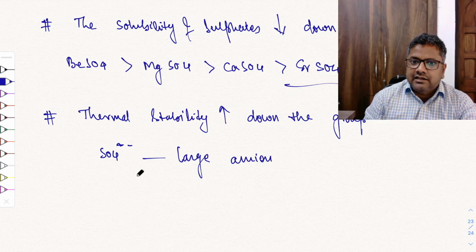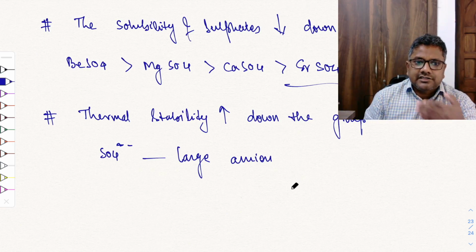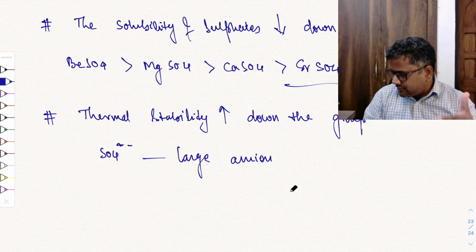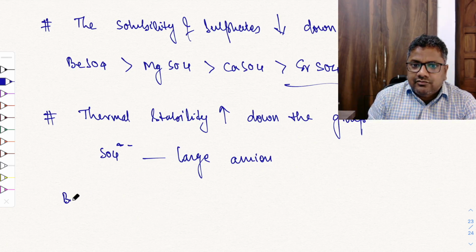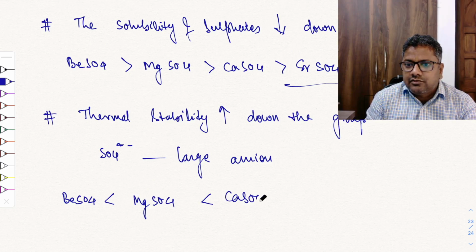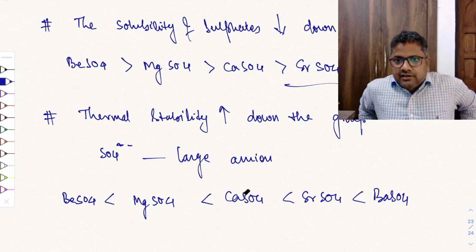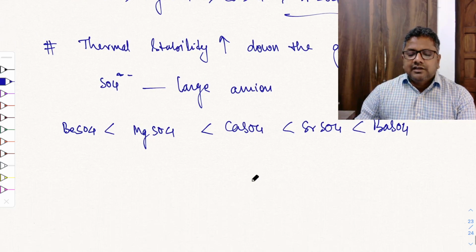So large anion, and down the group size increases. A large anion with a large cation will give you a stable lattice, and due to the stability of this lattice, thermal stability increases. So BeSO4 is least stable. After that MgSO4, then CaSO4, then SrSO4, then BaSO4. In this way, thermal stability increases down the group. So solubility and thermal stability.